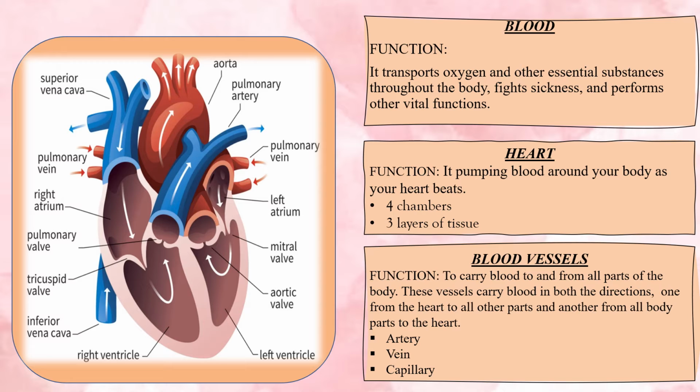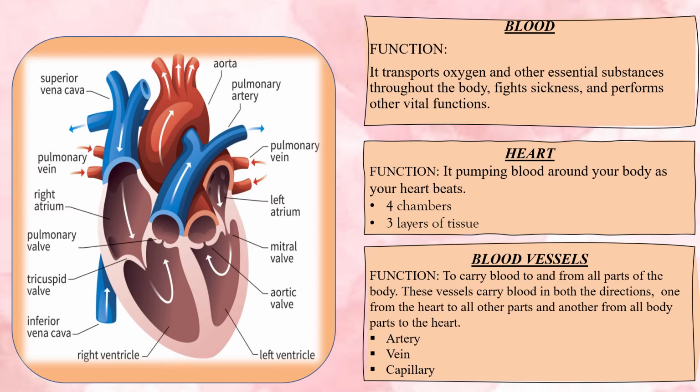Okay, so we're going to focus on the right side first. First of all, the right atrium will receive the oxygen-poor blood from the superior vena cava and also the inferior vena cava. When the blood arrives at the right atrium, it will pump the blood through the tricuspid valve to the right ventricle. At the right ventricle, it will pump the blood through the pulmonary valve and straight to the pulmonary artery to go to the lungs to pick up oxygen, as the blood is oxygen-poor.